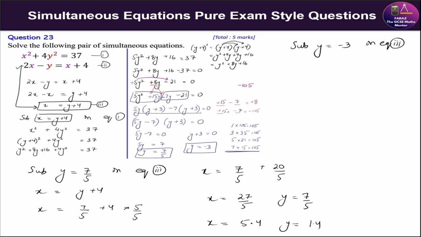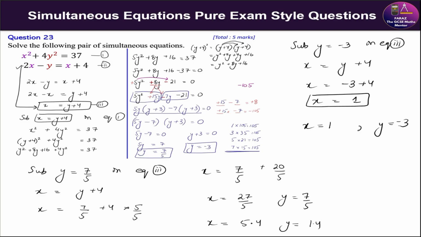So if you do that, equation number 3 is x equals to y plus 4, and x equals to -3 plus 4. So you will get x equals to plus 1. So it means that here we have x as 1 and y is equals to -3. So at y equals to -3, you're getting x equals to 1.